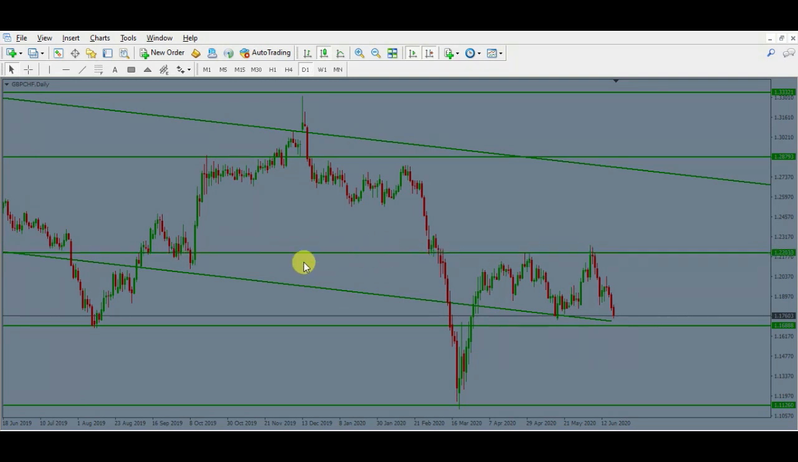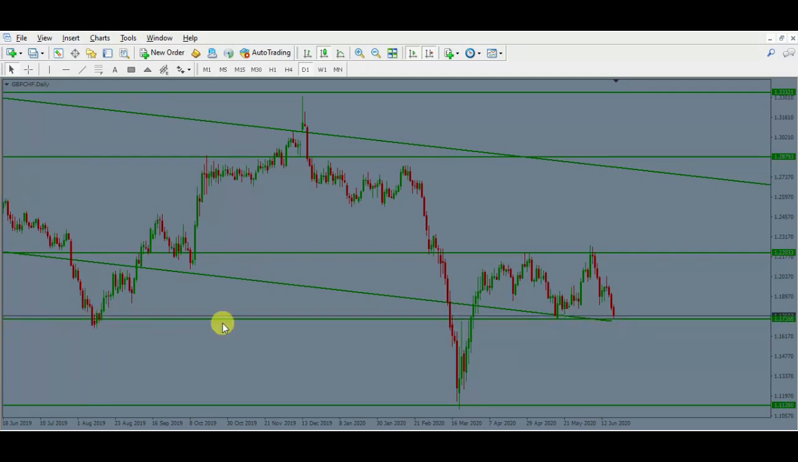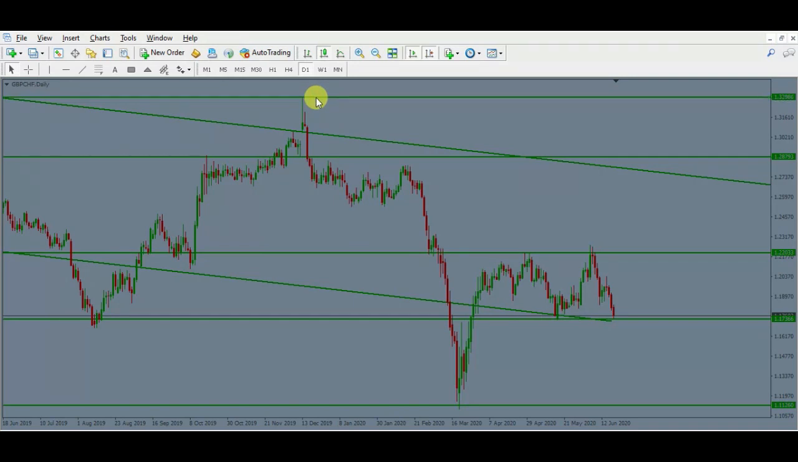Okay, this is a valid level because it got support. Again it tried, but failed. Okay, so this is a valid level, and you need to adjust this line. So here maybe it's a little overlap, but this is okay because this is the recent price action. Okay, this way you can draw a trend line. So let's get to the next point.